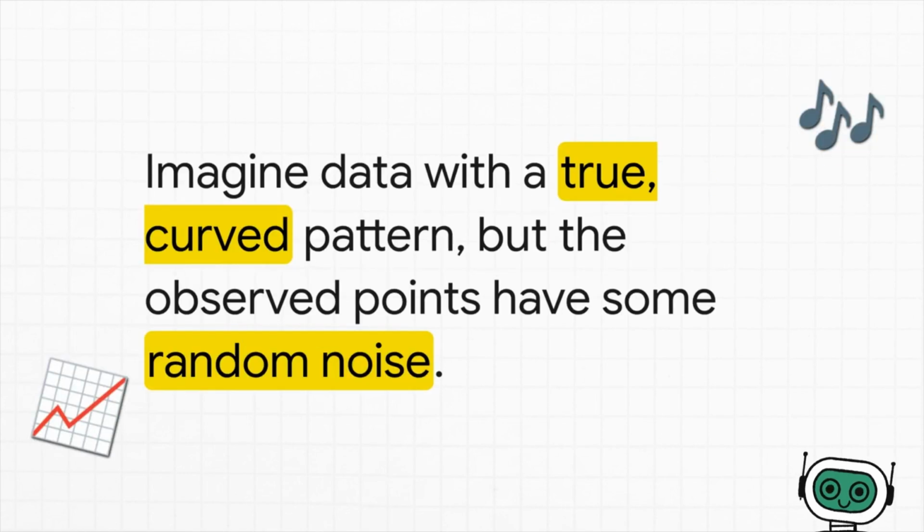Okay, so imagine we have some data points, and let's say there's a true underlying pattern to them, a nice smooth curve. But the points themselves aren't perfectly on that curve. They're scattered around it because of random noise. Our job is to find the real pattern, the signal, and not get distracted by that noise.